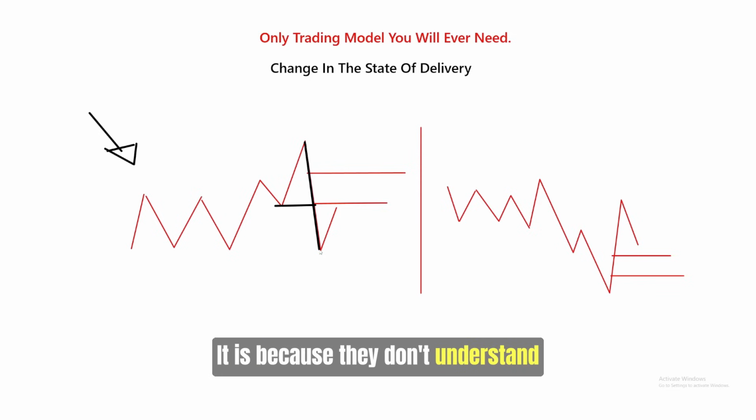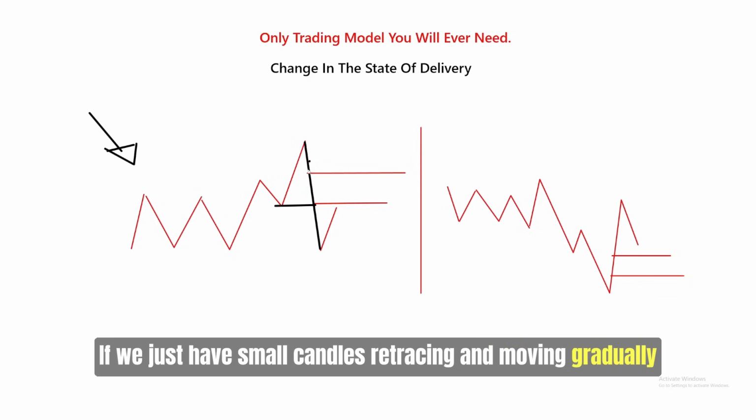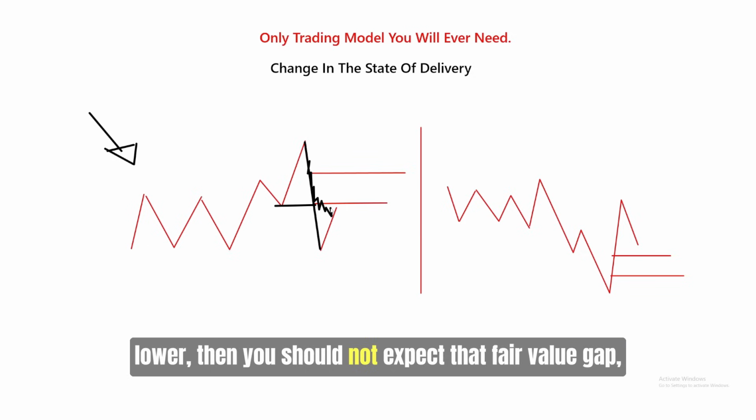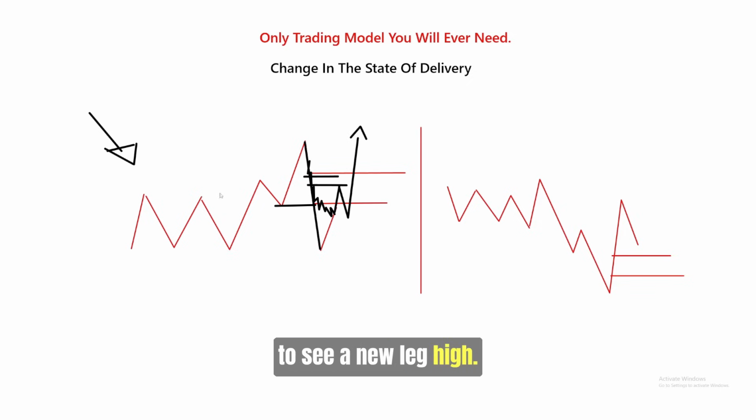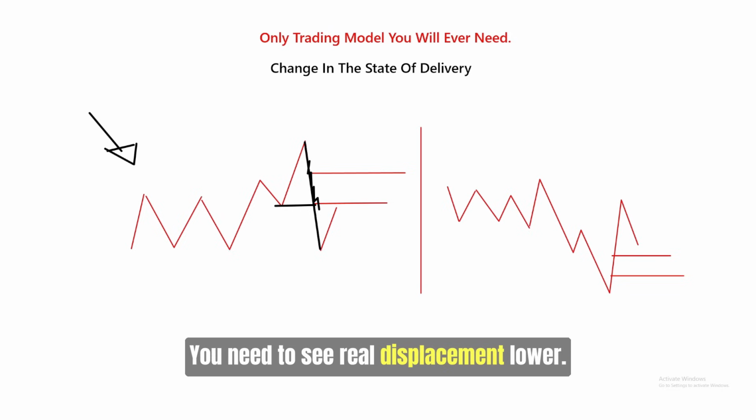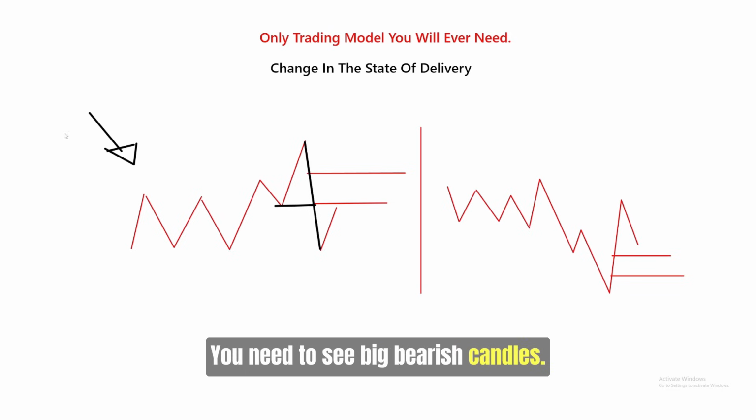It is because they don't understand that we need to see displacement. If we just have small candles retracing and moving gradually lower, then you should not expect that the fair value gap, if it even forms one here, is gonna work. You're more than likely just gonna see a new leg high, and this is where the timing of the market is important. You need to see real displacement lower. You need to see big bearish candles.